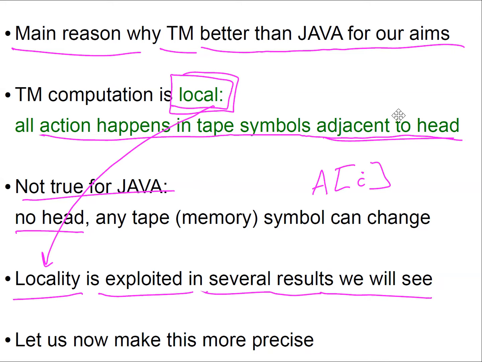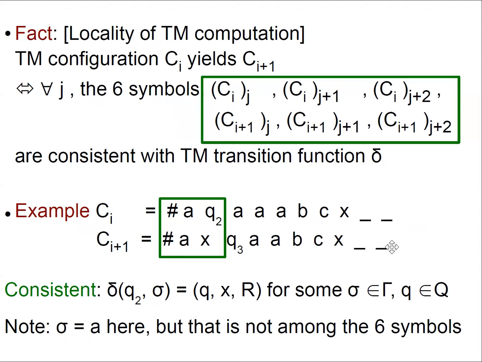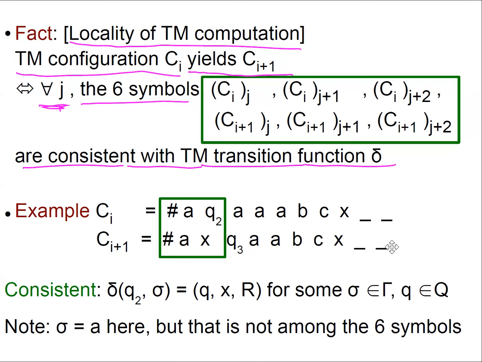And now let us make this important aspect more precise. This is the important fact, which is the locality of Turing machine computation. A Turing machine configuration Ci yields a configuration Ci+1 if and only if something very simple happens: if and only if for every j, the six symbols in this window are consistent with the Turing machine transition function delta. What are the six symbols? They are the symbols j, j+1, and j+2 in each of the two configurations.